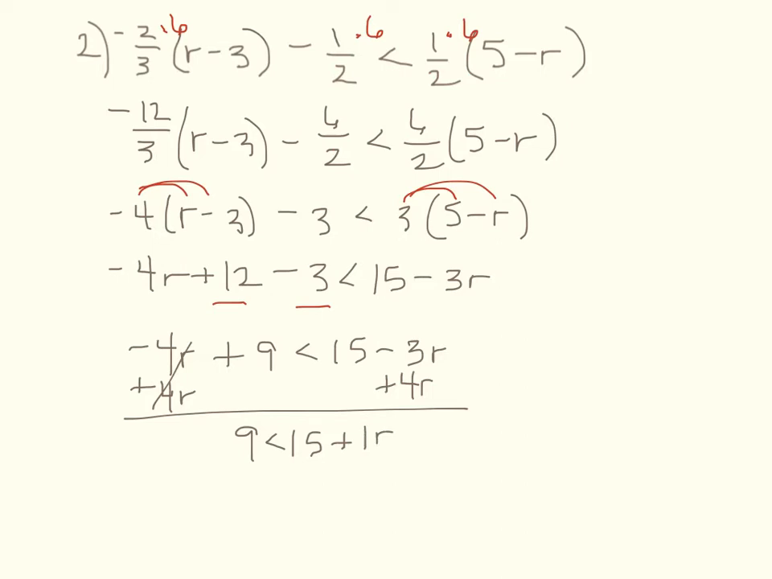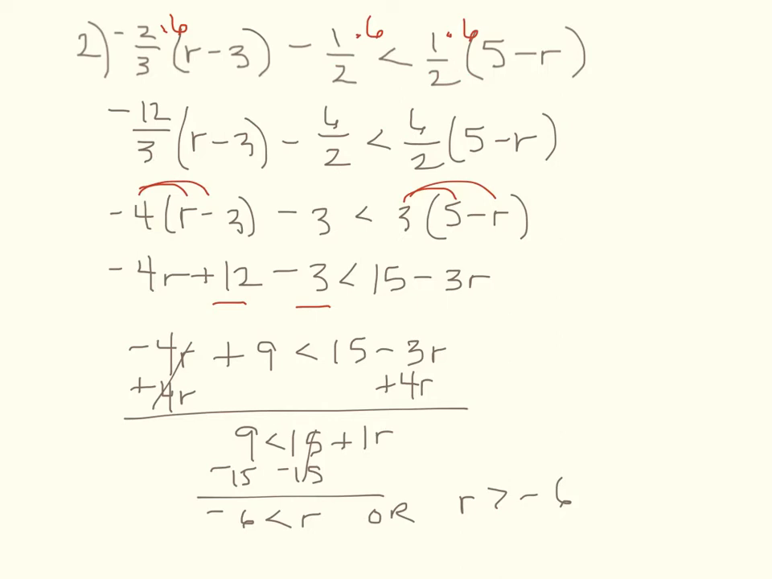So the first thing I did was put my r's together by adding that 4r over, and now I'm going to move my 15 over by subtracting it, giving me negative 6 is greater than 1r, or if you wanted to write it with the r first, it would be r greater than negative 6. Both of these are equivalent. This reads r greater than negative 6, this reads r greater than negative 6. It just depends on your preference for how you want to write your answer.